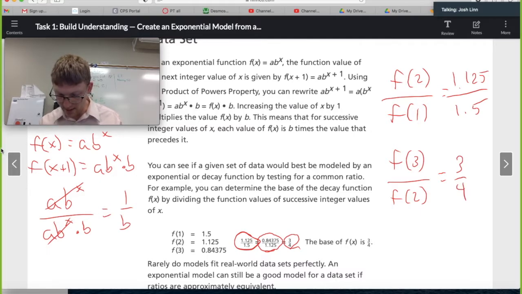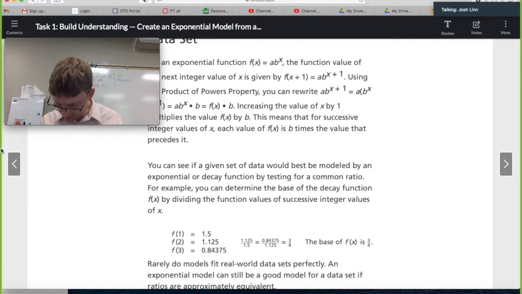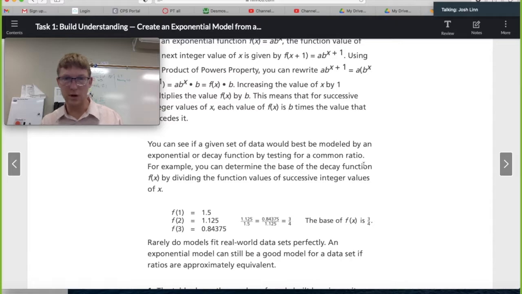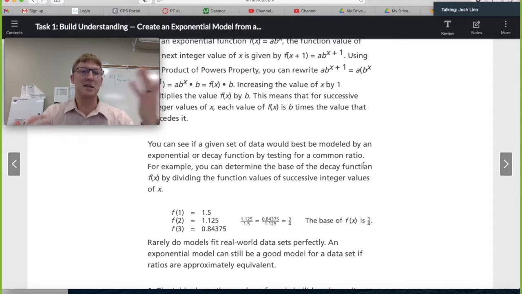So now we have a general trend that means that our base is going to be 3 over 4. So then we could come back to our employer or whatever this data is supposed to mean, and we could say something along the lines of, hey, there's an exponential growth function here, and it's going to look something like that. So now we can use that to predict. I can now predict f of 4, f of 5, f of 6, f of 7, and so on and so forth. And in things like business or science or whatever, that's really important to be able to do. You're predicting the future.